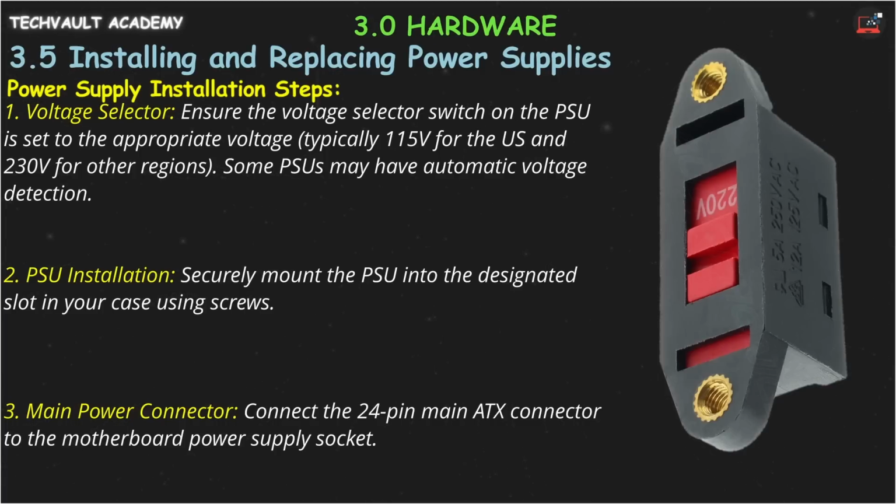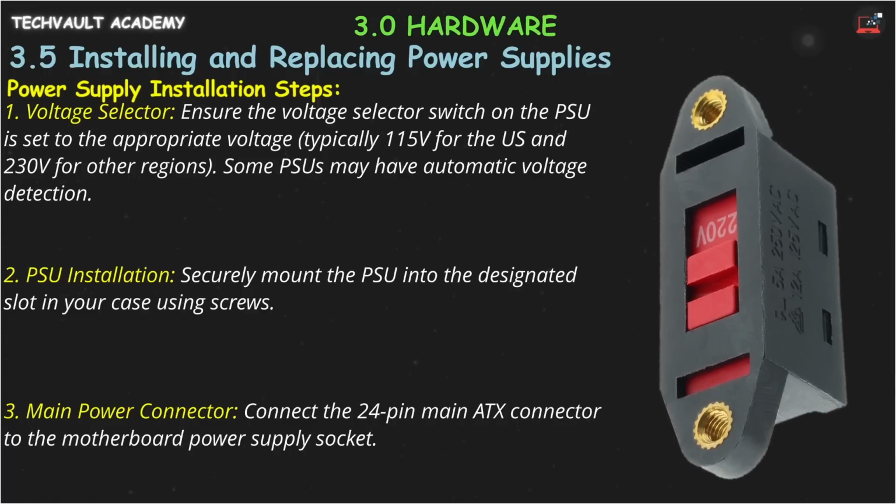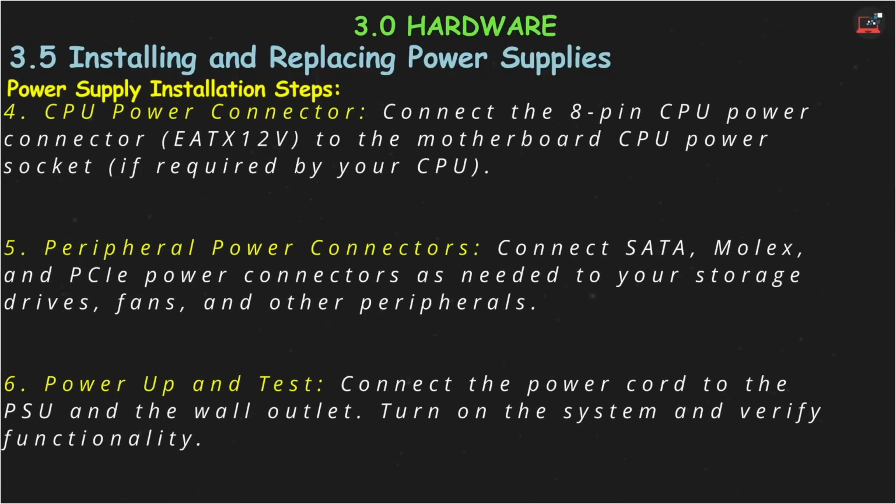3. Main power connector. Connect the 24-pin main ATX connector to the motherboard power supply socket. 4. CPU power connector. Connect the 8-pin CPU power connector, ATX12V, to the motherboard CPU power socket if required by your CPU. 5. Peripheral power connectors. Connect SATA, Molex, and PCIe power connectors as needed to your storage drives, fans, and other peripherals.